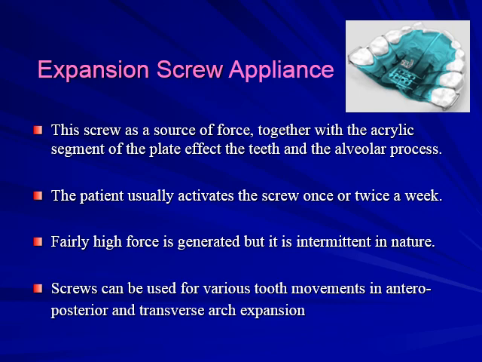The expansion screw appliance is activated once or twice a week. It has an effect on the teeth and on the alveolar process. Since it is a removable appliance, its force is an intermittent force. That means the force is present as long as the appliance is in the mouth of the patient. Once the patient takes it out of the mouth, there is no force. This is an intermittent force. We can use it, as we said, in different directions, either transverse or anteroposterior.